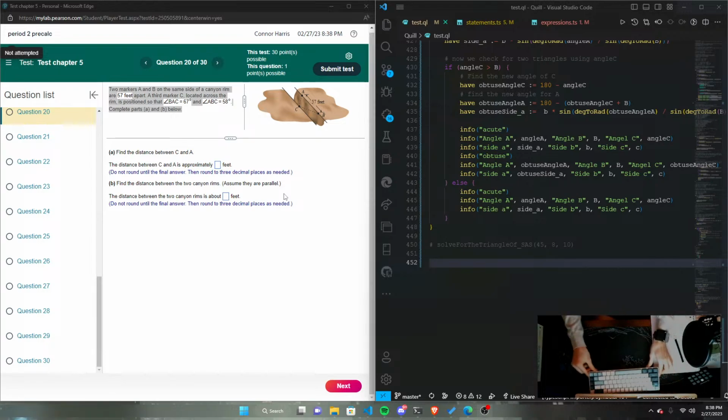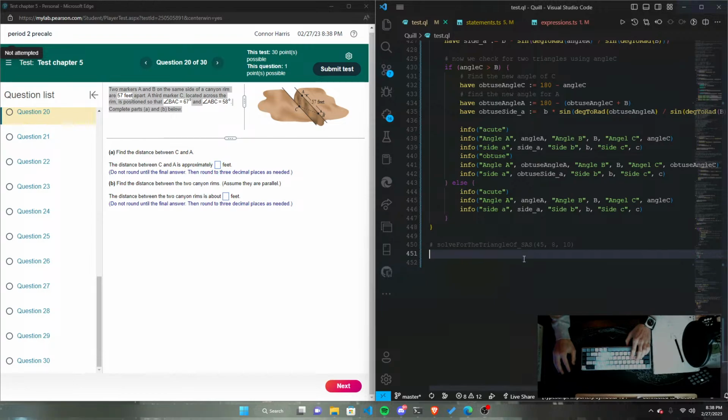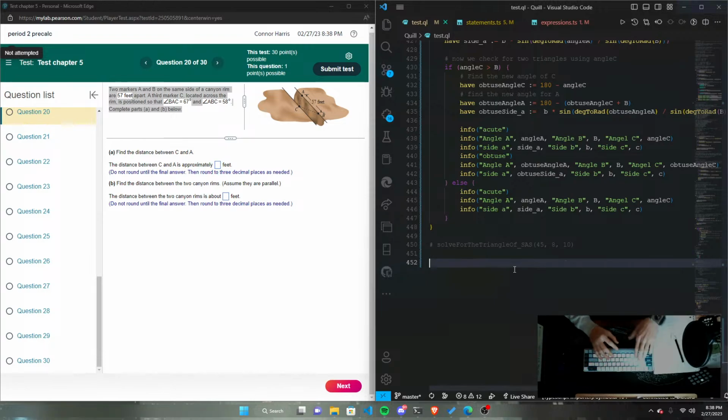Let's make a couple comments here. We know that side C is going to be equal to 57, or A to B is 57. Then we know that the angle of BAC is equal to 67 degrees, and that the angle of ABC is equal to 58.